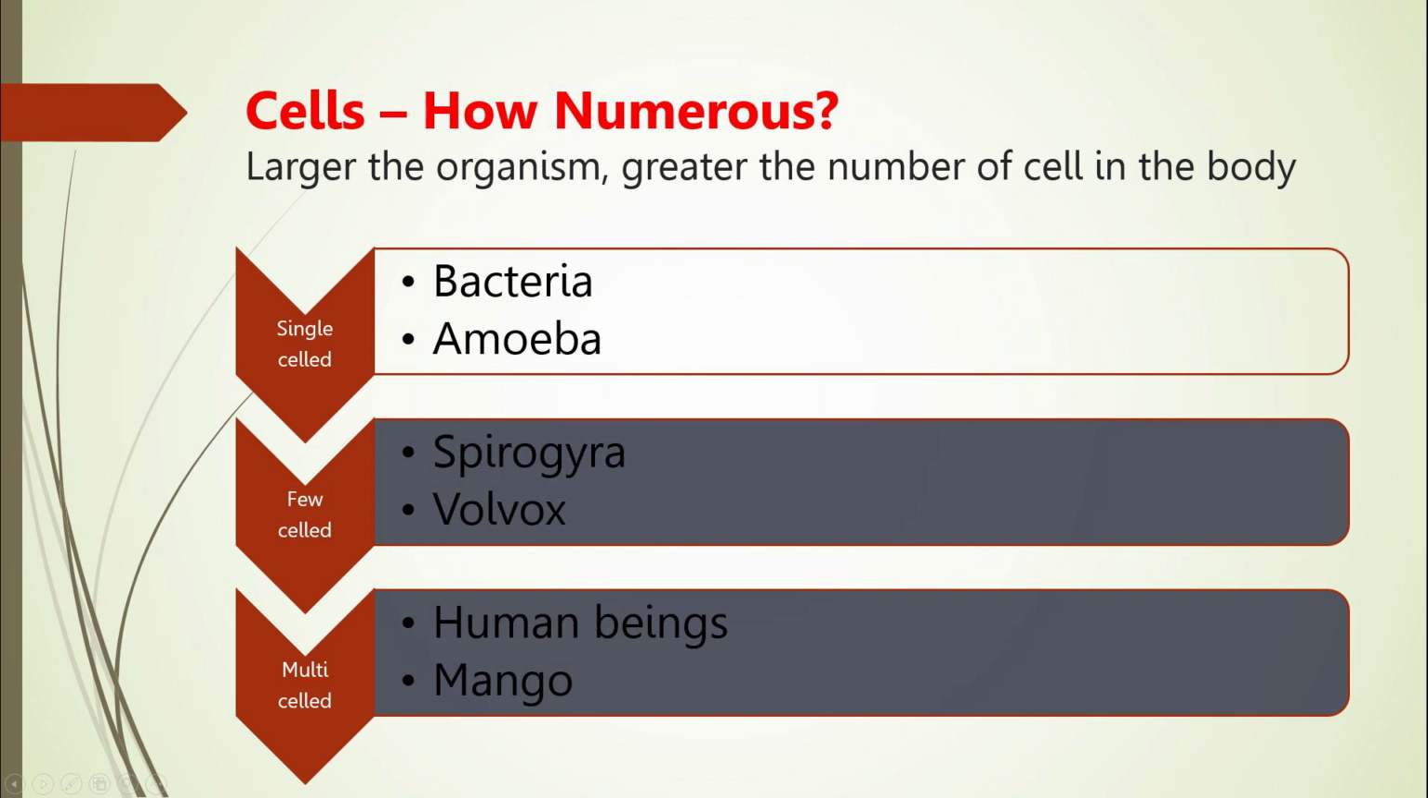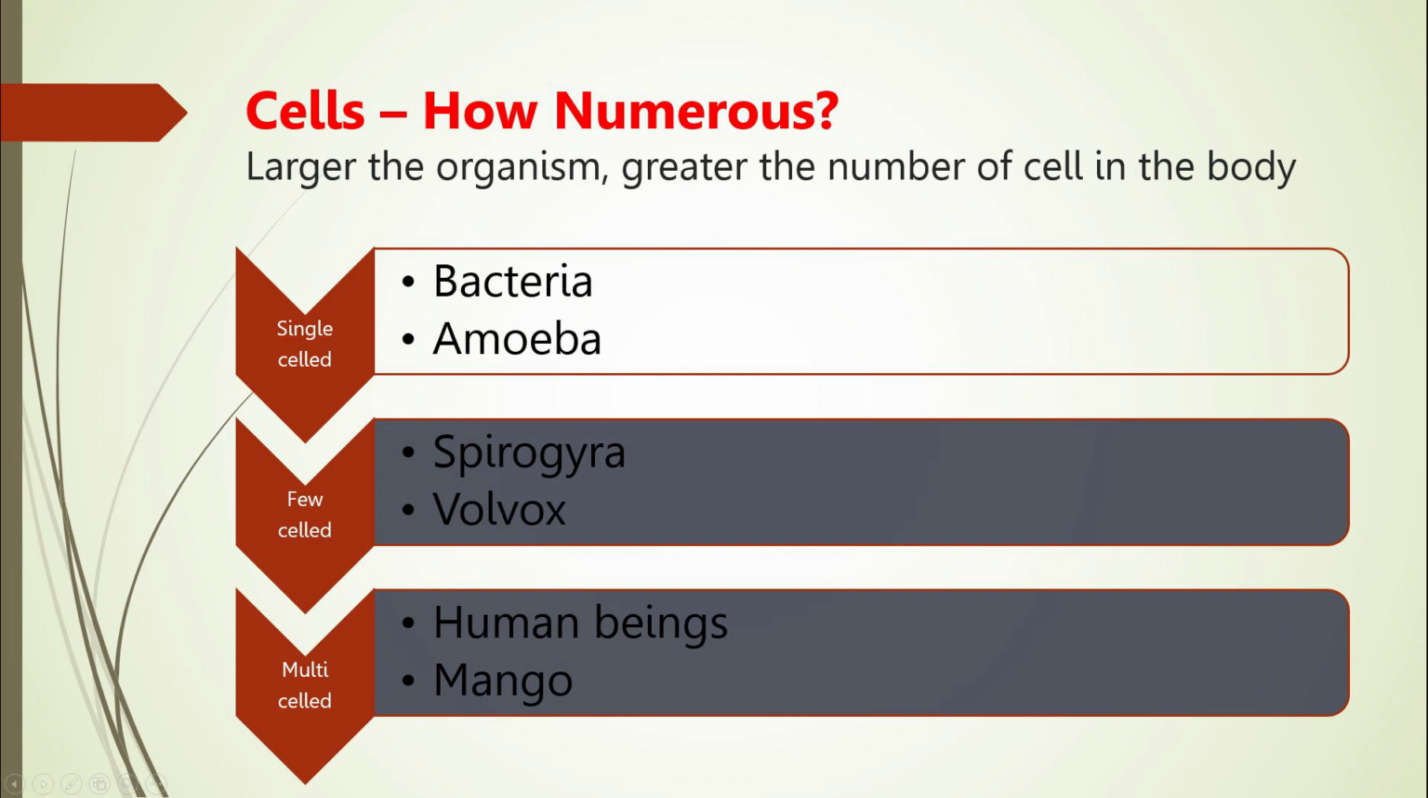The second set of organisms were made up of few cells. They had neither a single cell nor many cells in the body, but few cells. Examples are Spirogyra and Volvox. The third category were the multicellular organisms, where the entire body was made up of many cells. Examples are human beings and mango. So it is said that the larger the organism, the greater the number of cells in the body.